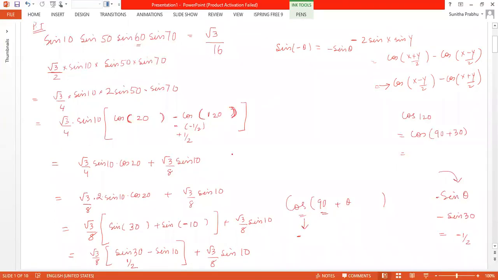When you open the bracket, then you see here root 3 by 8 into minus sine 10, minus root 3 by 8 into sine 10, and you have plus root 3 by 8 into sine 10. Is it okay? Yes, sir. All right, good job. Guys, can you please make a note of this?